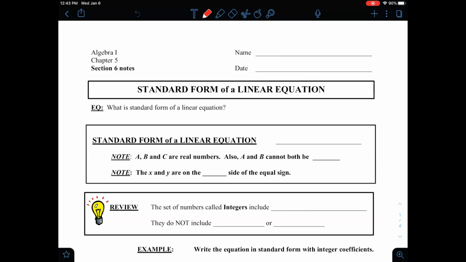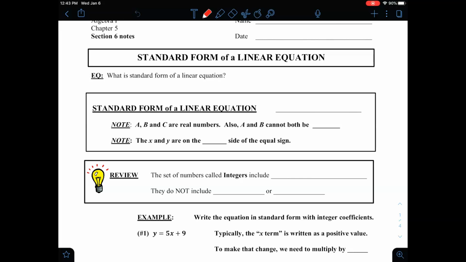We're continuing with chapter 5. We covered slope-intercept form. We covered point-slope form, if that was taught this year. I believe it usually is. But we're covering a new form of a linear equation, which is the standard form of a linear equation. So, standard form is quite simply this. It is ax plus by equals c.